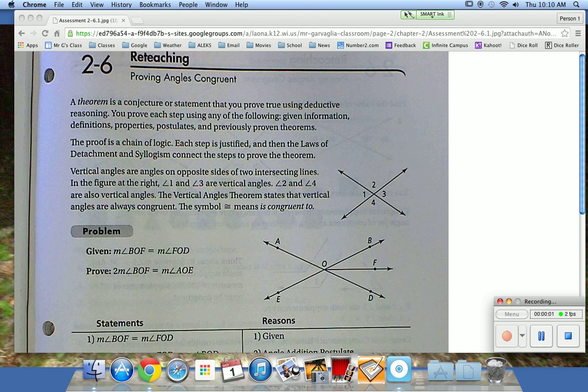Let's take a look at how to prove something. We're going to look at how we can prove angles in this case. Am I going to focus on proofs? No, I'm not. But you have to see them. You have to understand a little bit about them.